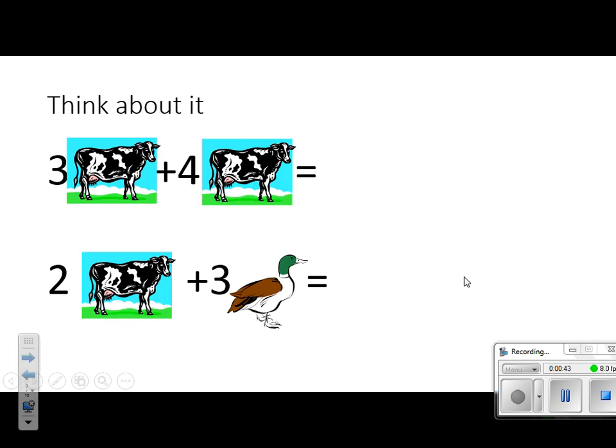All right, so let's think about it. 3 cows and 4 cows. What you got? You're right, 7 cows. Good. 2 cows, 3 ducks. I hope you said 2 cows and 3 ducks, because you can't put them together because they are not like. They don't look alike. They're not the same. We don't have 5 cow ducks, okay?